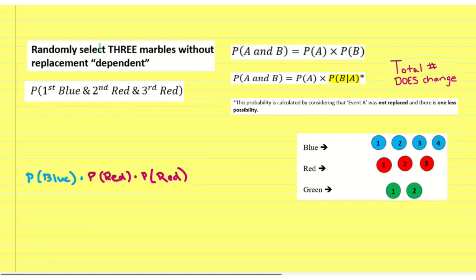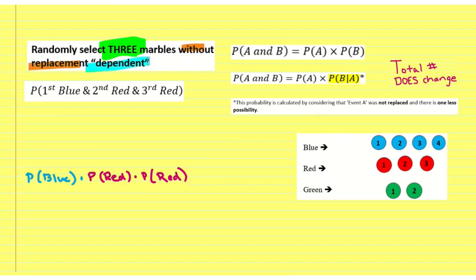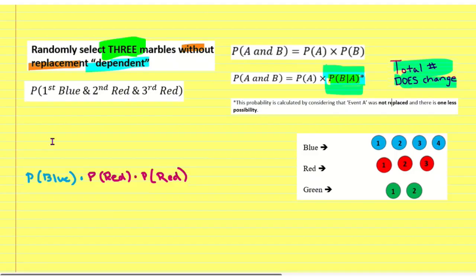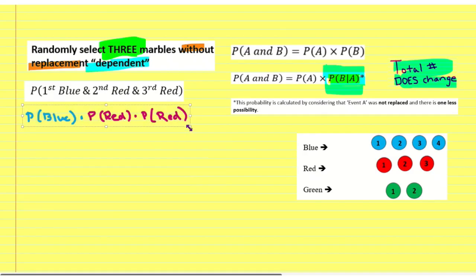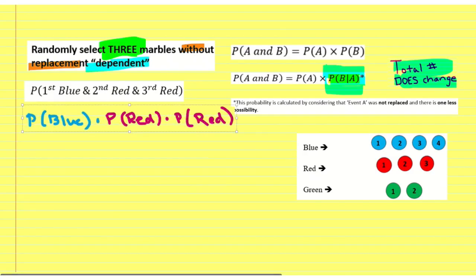Okay, this time it says that we are going to select 3 marbles, not just 2, but 3. But again, it is going to be without replacement, and that is going to create a dependent situation. When it is a dependent situation, that means that our subsequent probabilities are going to be affected. It is dependent upon the previous event and how it changed the total, because the total number will change with each subsequent probability. So we're still going to be multiplying our probabilities. We're going to multiply the probability of a blue times the probability of a red times the probability of a red again. So the first one is going to be the blue.